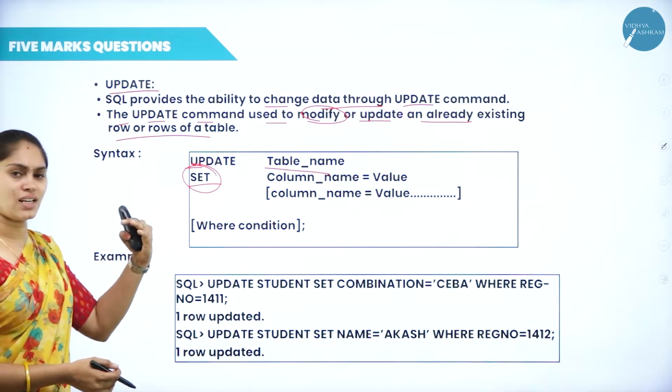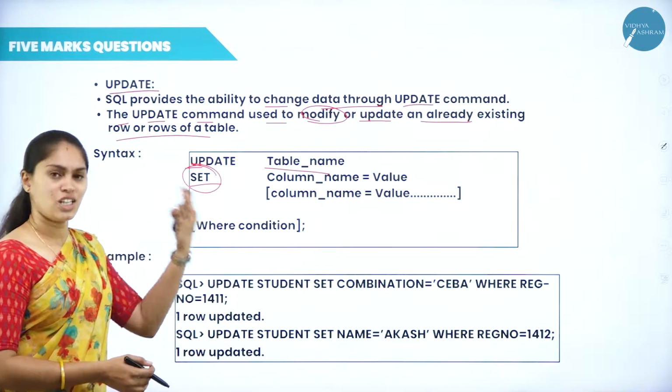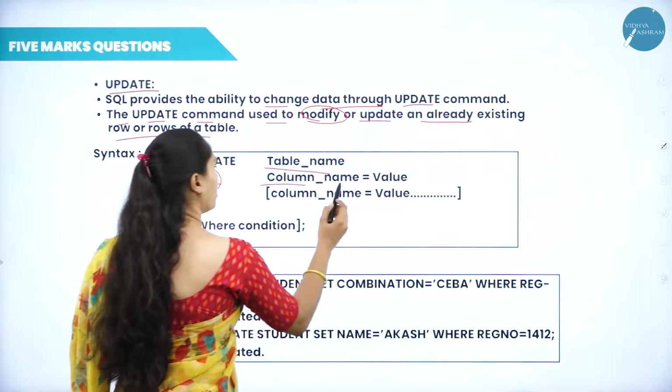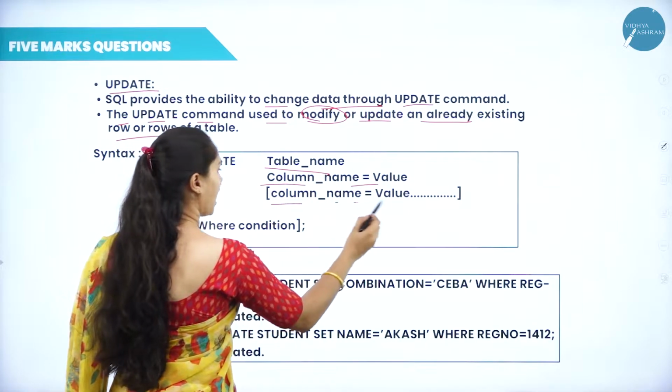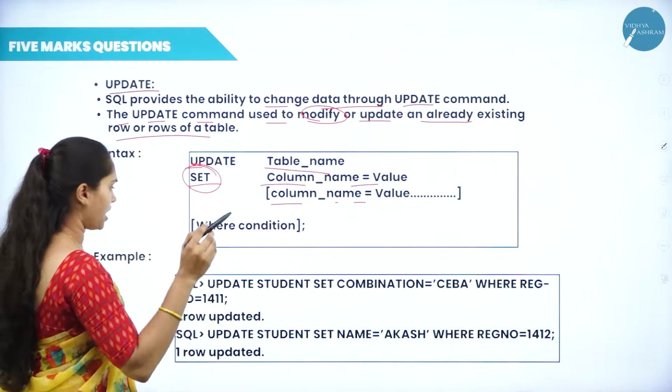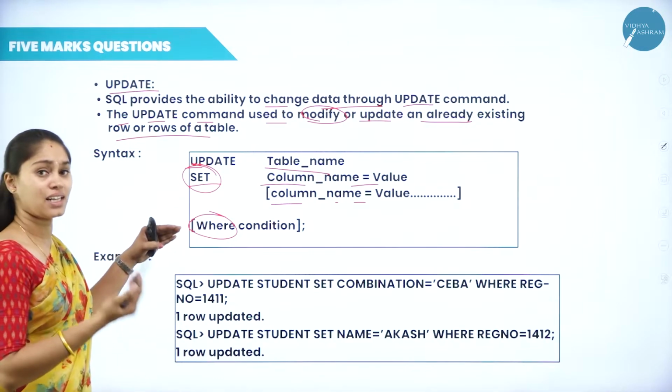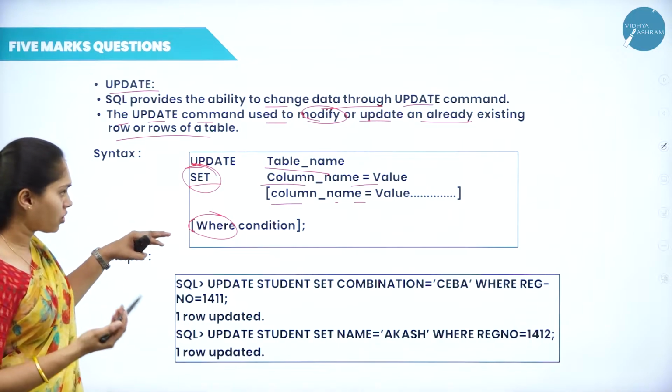So I am now setting another value, a different value, for an existing column. That is, SET column name equals some value, and I can have this for n number of columns in an existing table. I can also have a WHERE clause in this UPDATE, where I can give some condition. So how can I do that?